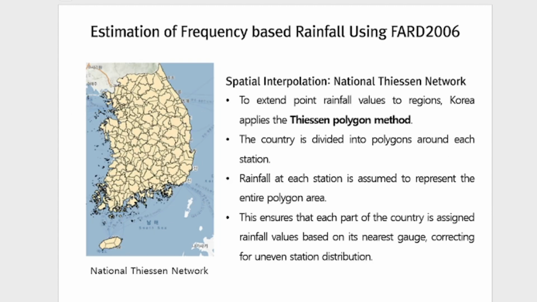Which brings us to the Spatial Interpolation, the Thiessen network. To extend point rainfall values to regions, Korea applies the Thiessen polygon method. The country is divided into polygons around each station. Rainfall at each station is assumed to represent the entire polygon area. This ensures that each part of the country is assigned rainfall values based on its nearest gauge, correcting for uneven station distribution.